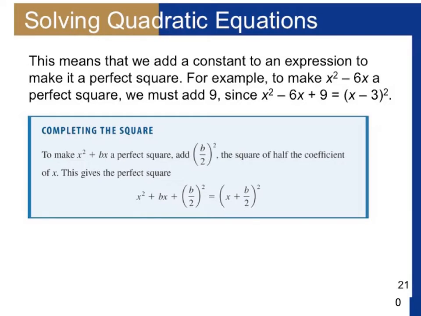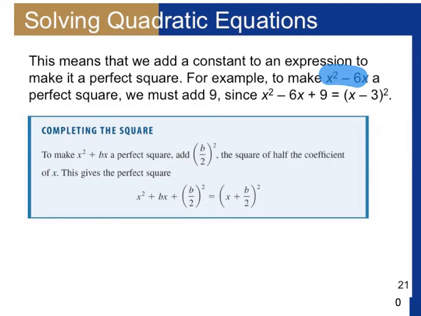Okay, so completing the square, what we're looking for is we're trying to make a perfect square on one side. So, for example, let's say we have x squared minus 6x on one side. Okay, it's not a perfect square. Now we can factor that if we have 0 on the other side, and that would work. But if we don't, we can't do that.